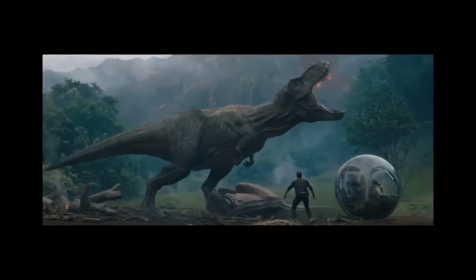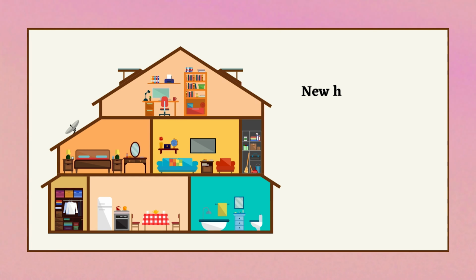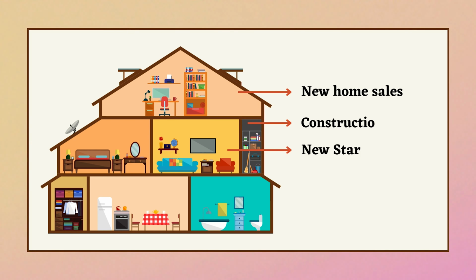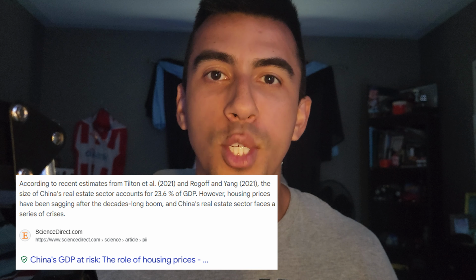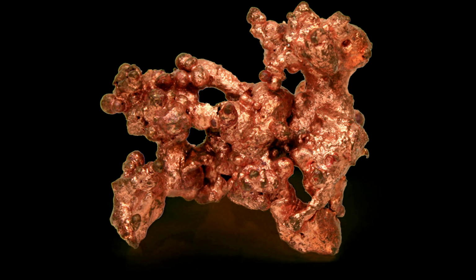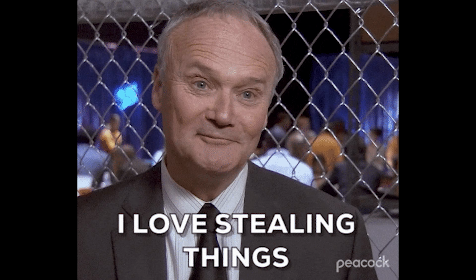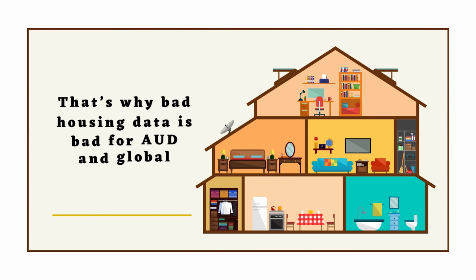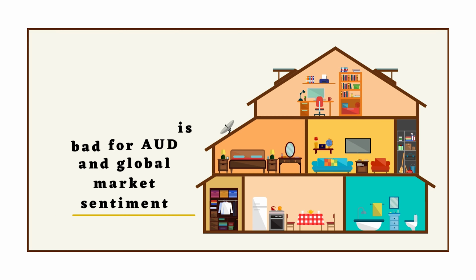Industrial production. This is a pretty big one. This measures how much China's factories are actually producing. Think of it as factory output in real time. When it's higher, that means more raw materials are needed, and that's good for the Australian dollar. Housing data. This can be stuff like new home sales, construction, new starts. China's property sector is massive, around 1/4 of its GDP. When housing struggles, the demand for copper and steel collapses, and that's why bad housing data is bad for the Australian dollar and global market sentiment.